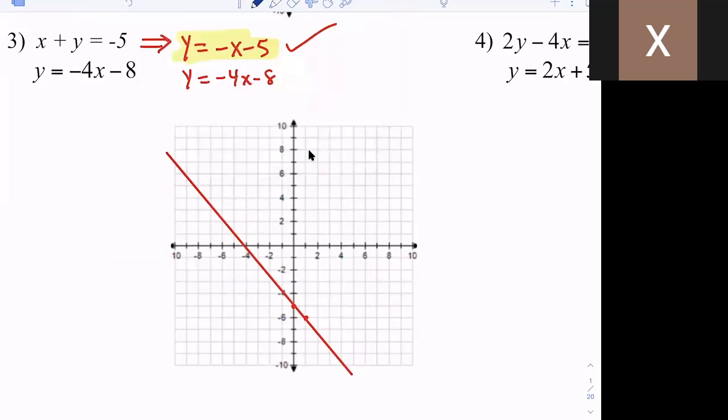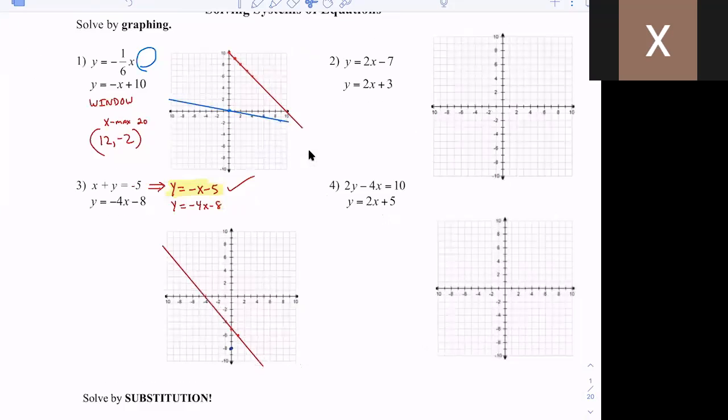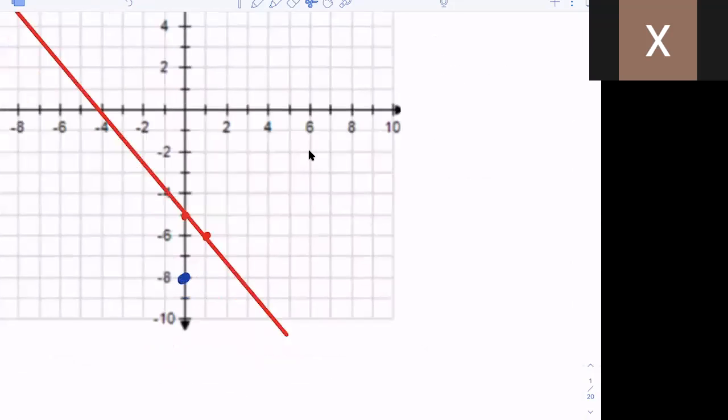And now give me some help on negative 4x minus 8. What do I do? Down 8. From there, I go what? Up 4 to the left. Yeah, but I can't go down 4, right? So I go up 4 and to the left 1. 1, 2, 3. Oh, which is kind of nice because why? It intersects at -1, -4. Yeah, that looks pretty nice.